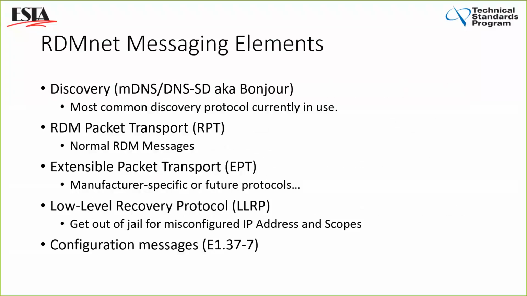And then we have the set of defined configuration messages that interoperable devices between manufacturers can use to configure each other. Most of these are defined in E1.37-7, which is a companion standard to E1.33, although some of them are defined in the RDMnet standard itself.